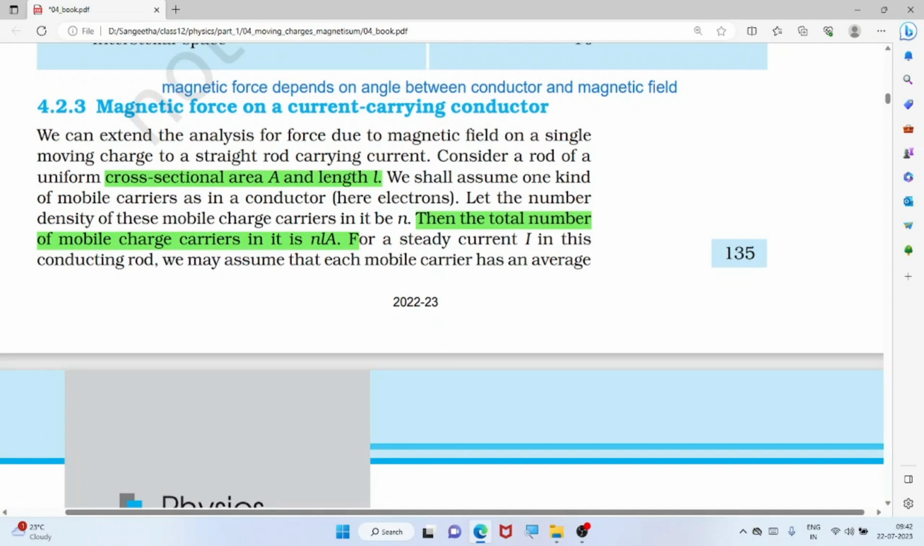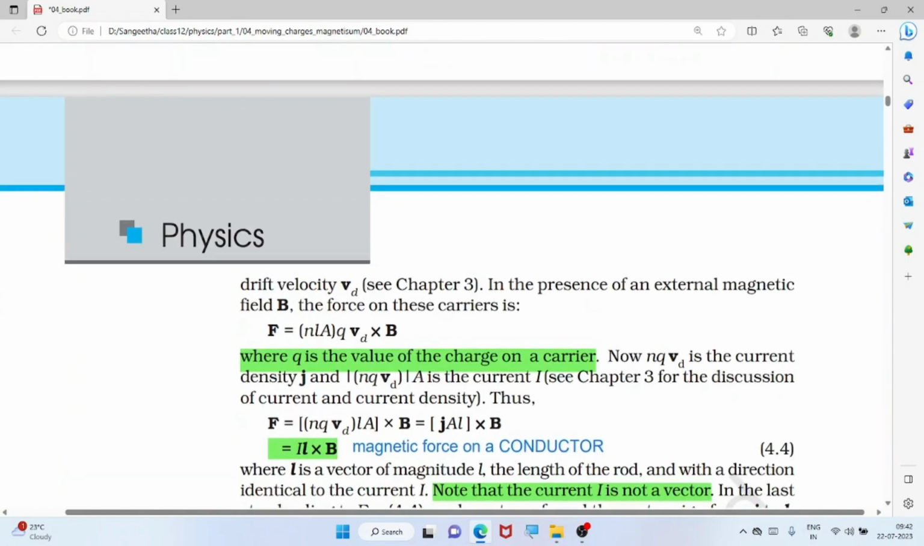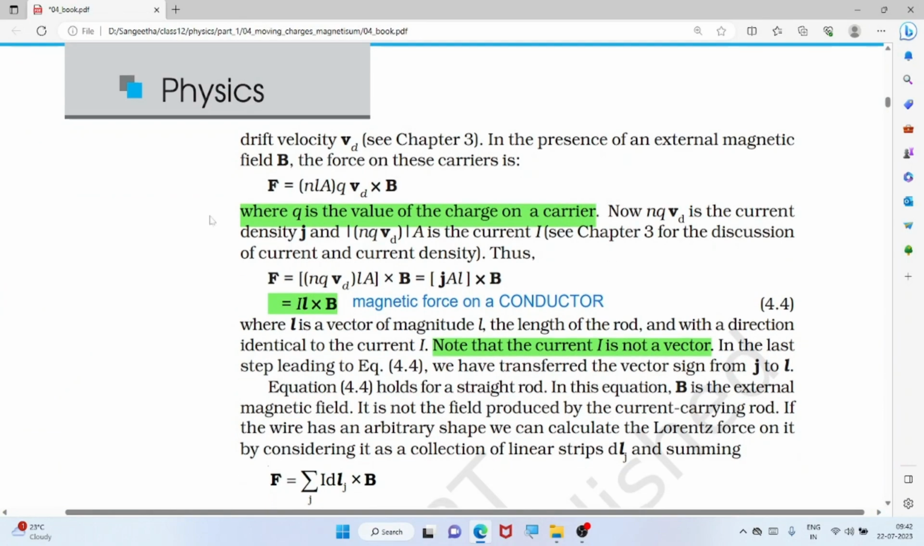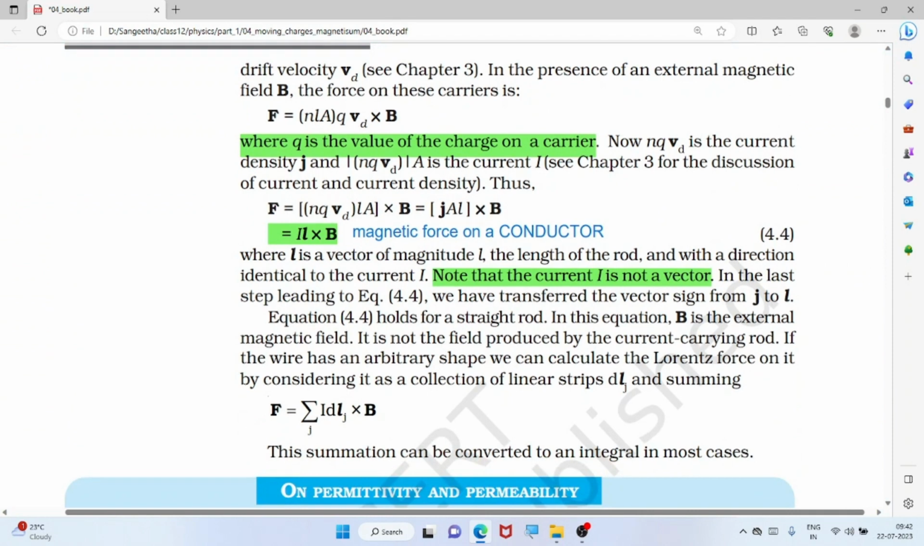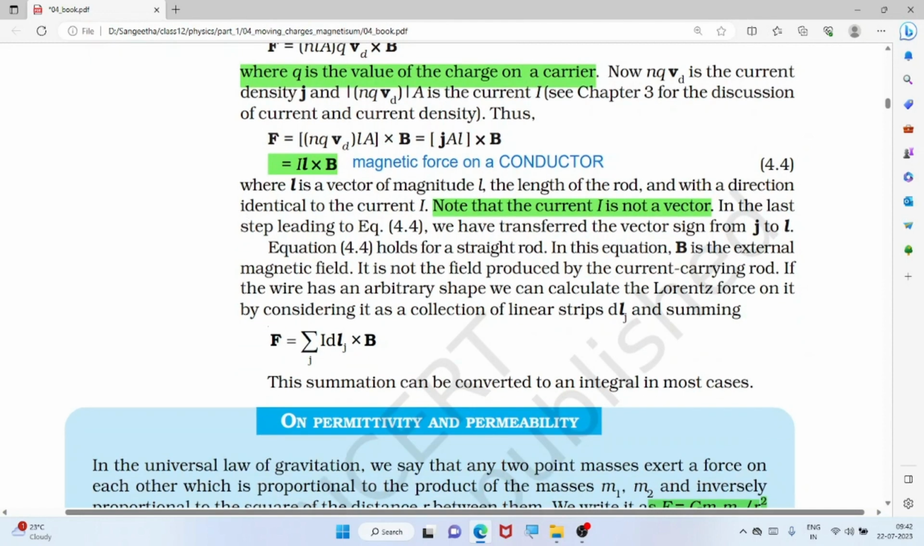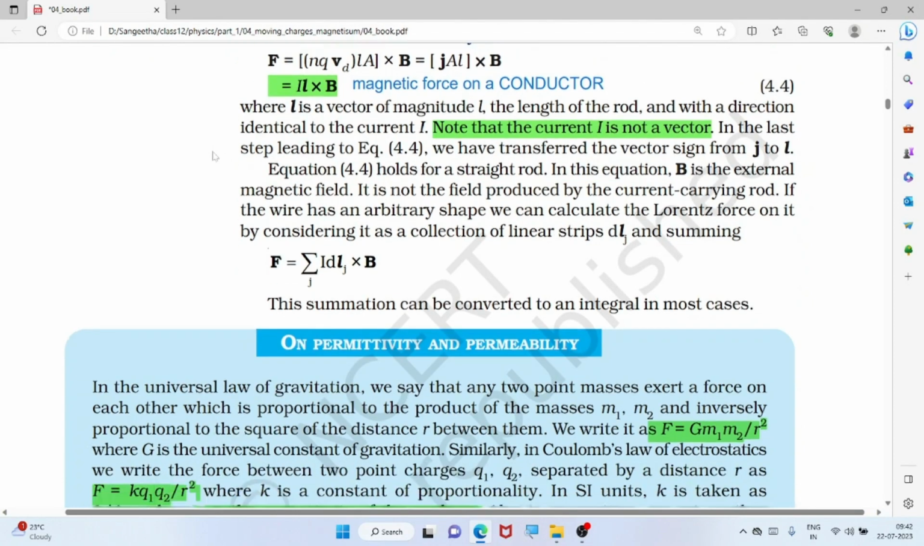Magnetic force on a current carrying conductor. Consider a conductor of length L, cross section A, and the total number of charge carriers N. This is the magnetic force on a conductor, I L B: length of the conductor, magnetic field, and current. I is the current. Here current is not a vector in this.